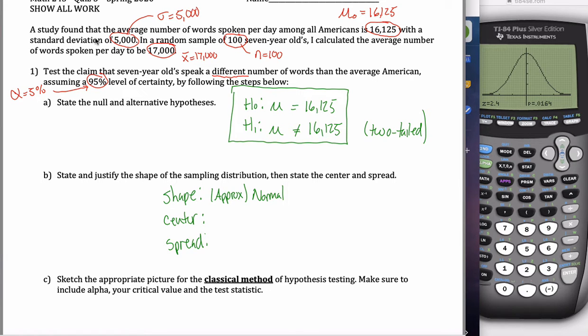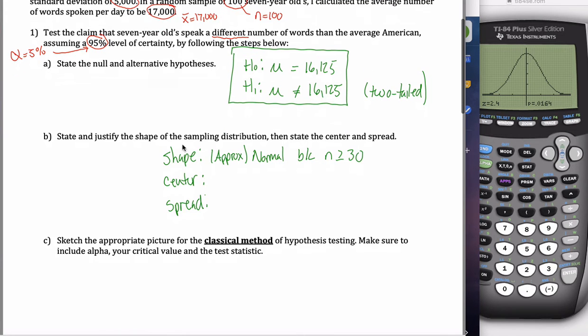that even if you don't know the shape of the parent distribution, which is, I think, the case in this problem, if n is large enough, greater than or equal to 30 is the criteria we use in our class, then the shape of the sampling distribution is approximately normal.